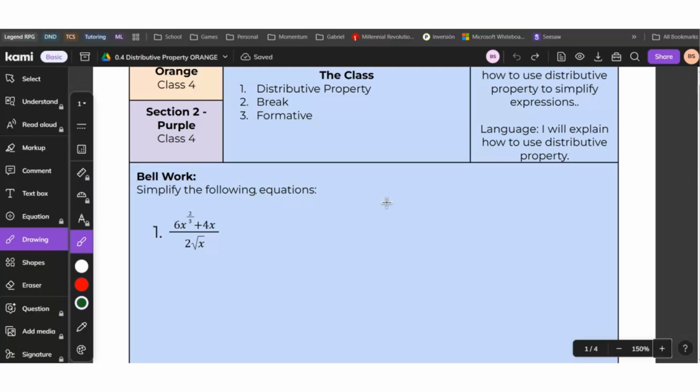The easiest way to do this is kind of the opposite of finding the common denominator, in the sense that what is easiest is to take this and split it. So we're going to write 6x to the 2/3 over 2x to the 1/2 plus 4x over 2x to the 1/2. Would you agree that that's the same thing? No? Why is it the same? Because the common denominator is the same.